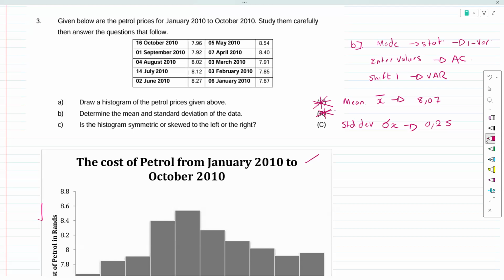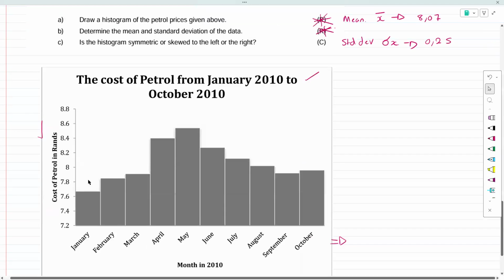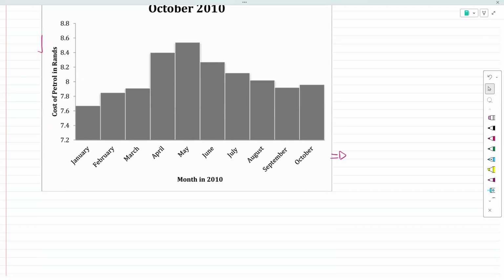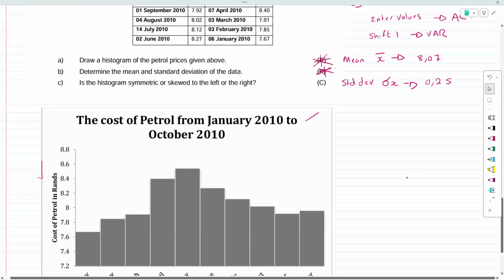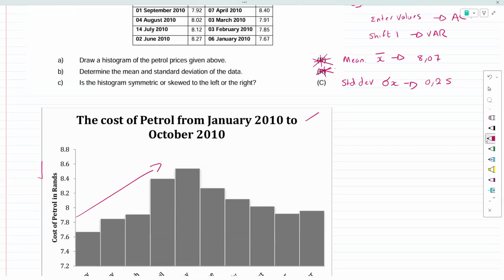Is the histogram, sorry guys, skewed to the left or the right? Or is it symmetric? Now for me, English is not working today. There's too much of numbers, but for me, generally, you see, both sides are technically going to the center. I could debate and say either way, but for me, I would say it's generally symmetric, right? Because it's not skewed.